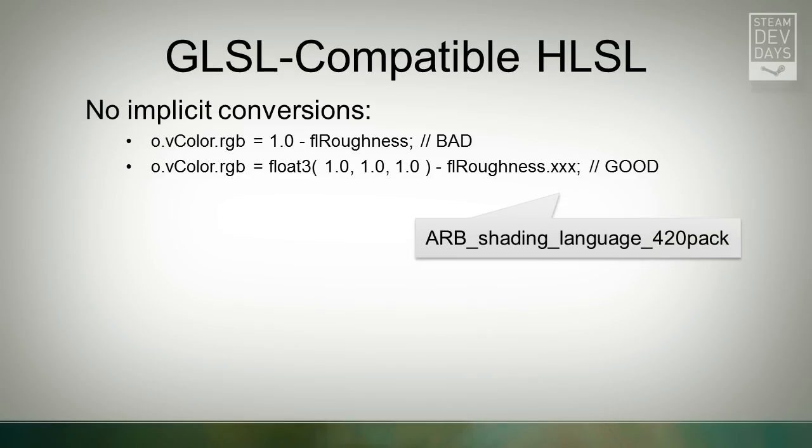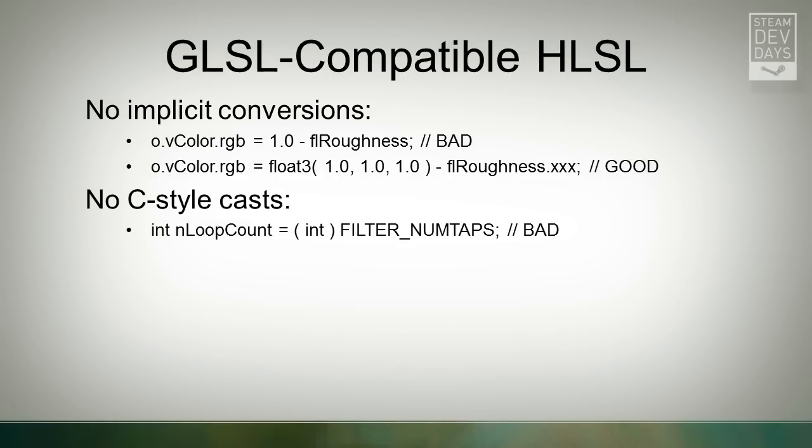I wanted to mention that the syntax here where we're doing a scalar swizzle is part of GLSL 4.2. And in general, this shading language 420 pack extension that's part of GLSL 4.2 adds a bunch of features to the language that makes the two of them a lot closer and makes translation easier. So we enable that extension for all of our shaders. HLSL allows C-style casts, GLSL does not, so we just convert that to constructor syntax, and that works in both languages.